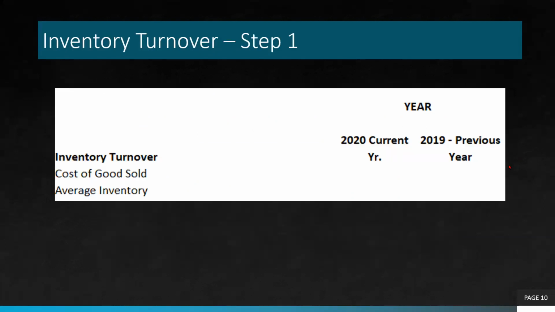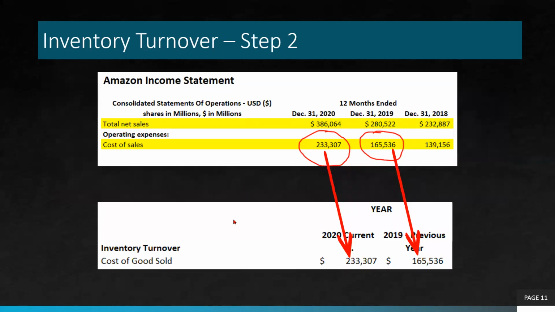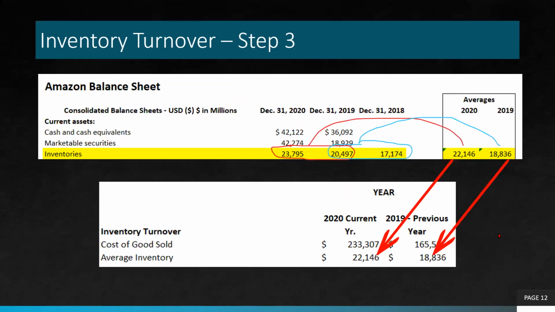So here's our calculation for inventory turnover, step 1. I have the current year and the previous year, and I need my cost of goods sold and my average inventory. For my cost of goods sold, I'm going to go to the Amazon income statement and grab the 233,307 and put that into my inventory turnover spreadsheet. And I'm going to take the 2019 number and put that into the spreadsheet too.